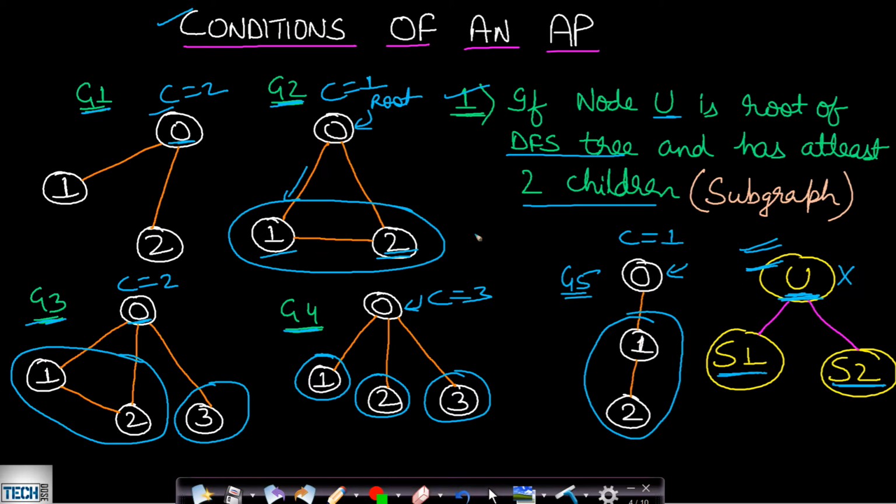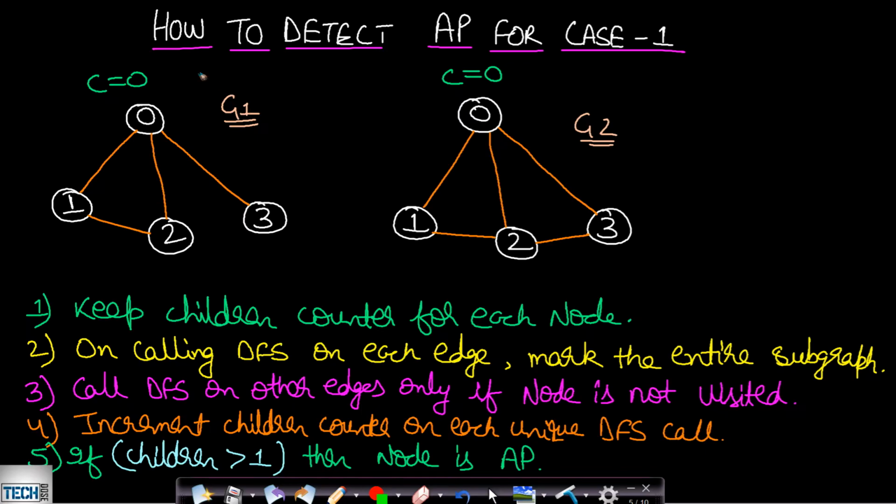Okay. Now I hope you understand how we are finding the children, or what a subgraph is. So this concept is also very important. Now how to detect the articulation point for this case 1. Let us take two graphs, and I have written down all the steps for finding the articulation point. Keep a children counter for each node. In this case, I will just consider node 0 for simplicity.